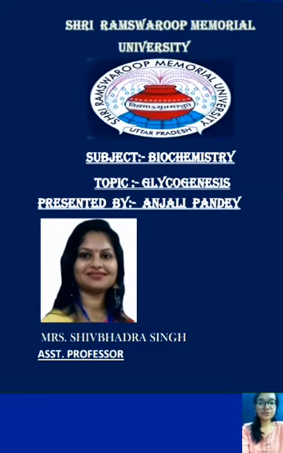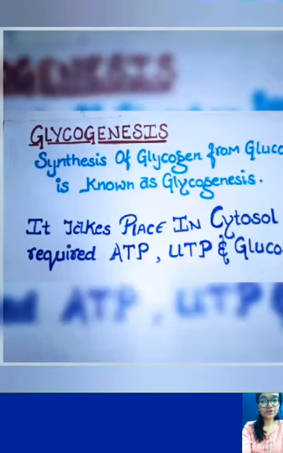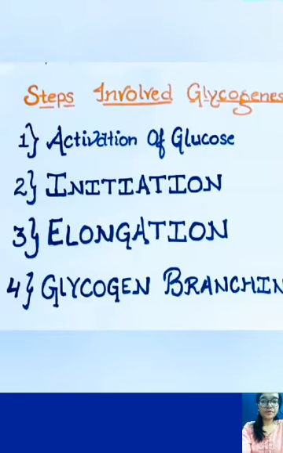Today, I, Anjali Pandey, student of B Pharmacy first year from Shri Ram Sarup Memorial University, is going to explain the glycogenesis pathway. Glycogenesis is the synthesis of glycogen from glucose and it takes place in the cytosol and requires ATP, UTP and glucose. There are mainly 4 steps involved in glycogenesis. First is the activation of glucose, second initiation, third elongation and fourth is the glycogen branching.